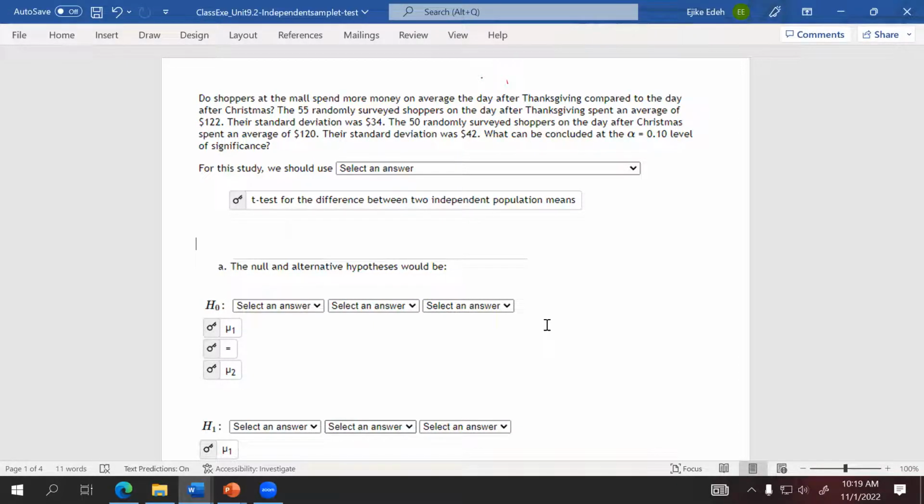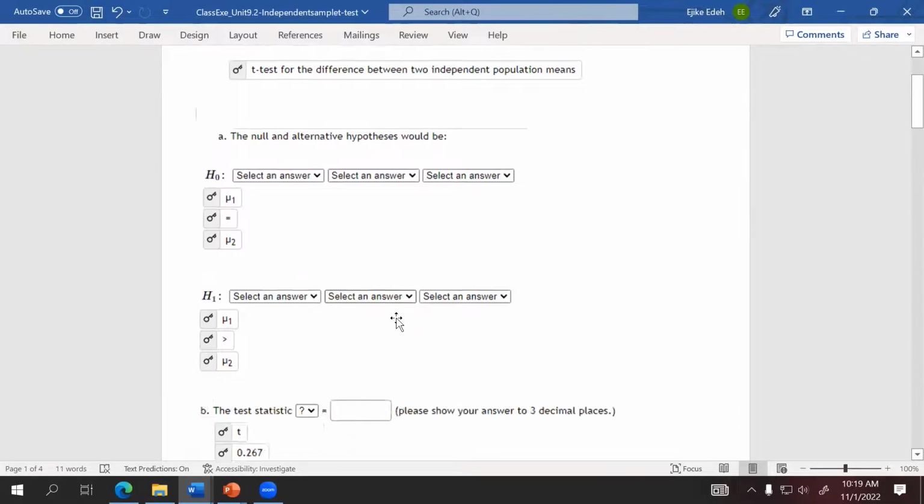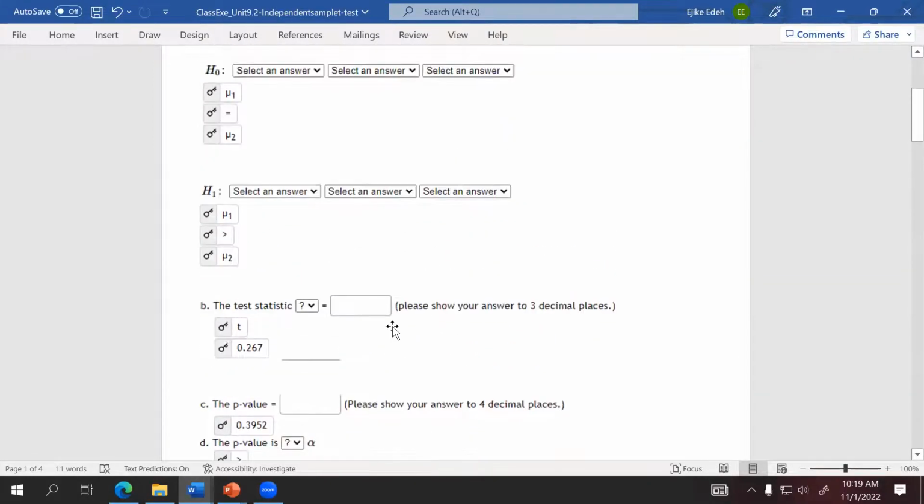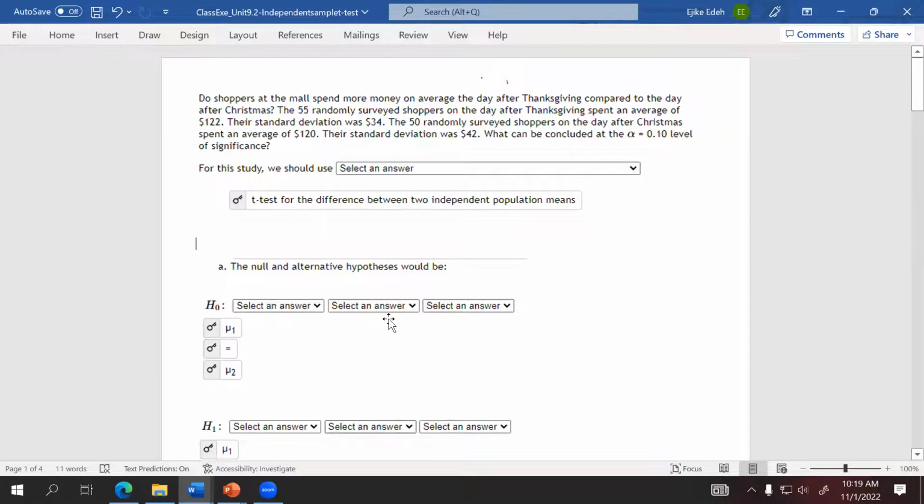But I want you to pay attention. If I tweak that a little bit and say the same set of shoppers shopped after Thanksgiving and after Christmas, then I'm giving you reason to believe that they are dependent. So watch out for such little tweaks in your assessment. That way you can determine what to do. Once you determine they are independent, as in this case, you go ahead and answer the same set of questions that we answered in the one sample case and in the matched pair case.